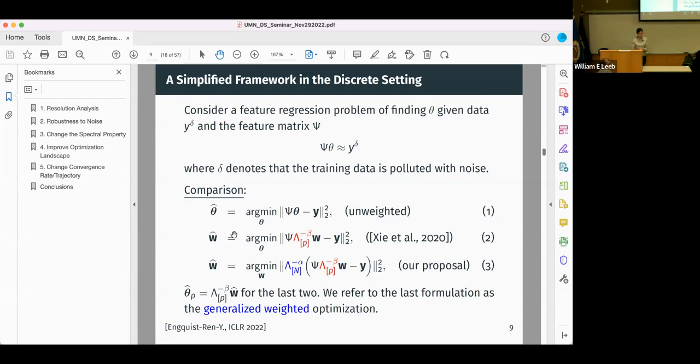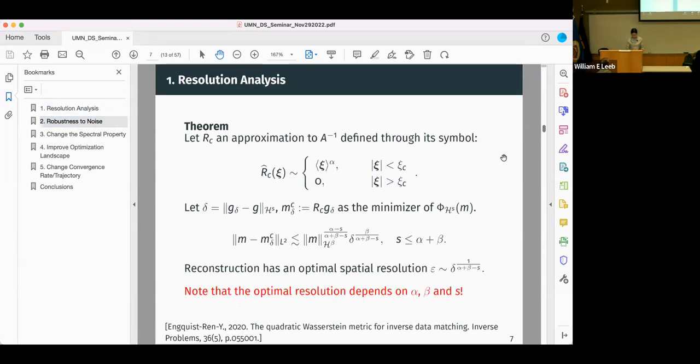Maybe I have a question about the last theorem in your first part, the resolution analysis. So yeah, it's this. Yeah, this one. I just find it seems that a priori knowledge about the small m is required, like the smoothness of m is required in the theorem. So I was wondering what happens if there's no such a priori knowledge of the parameter m.